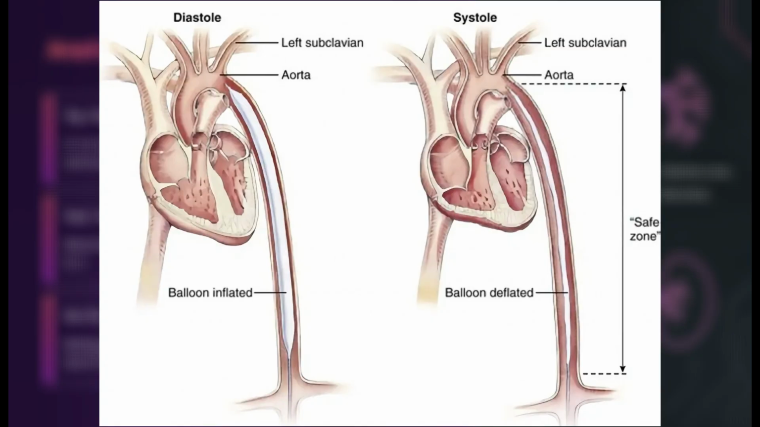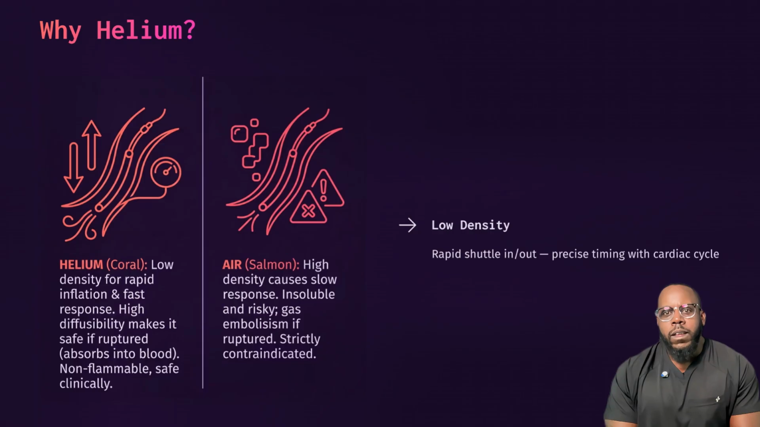If the balloon slips too high, it blocks the left subclavian. You lose perfusion to the left arm and potentially the brain. If it slips too low, it blocks the renal arteries. The kidneys instantly starve. Next, let's talk ammunition.